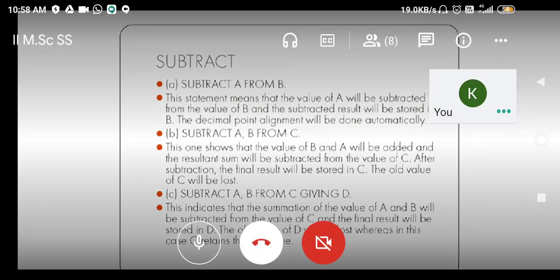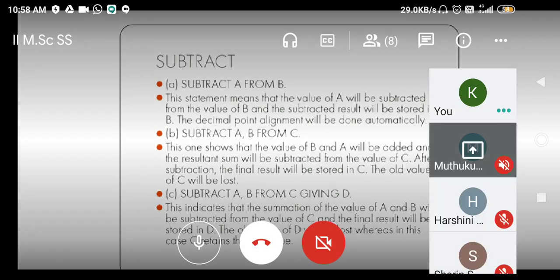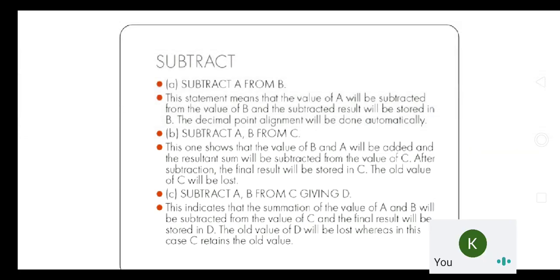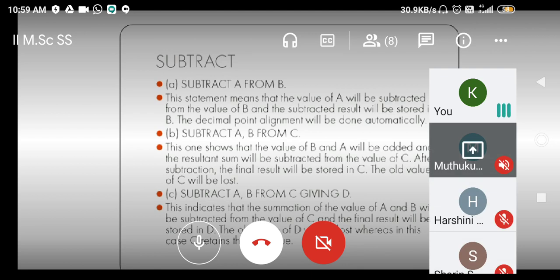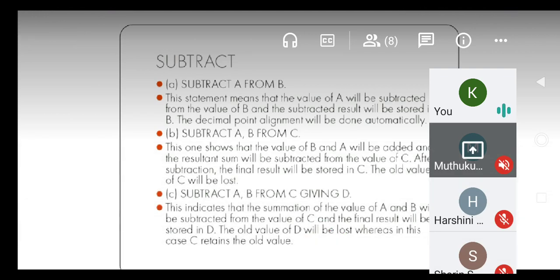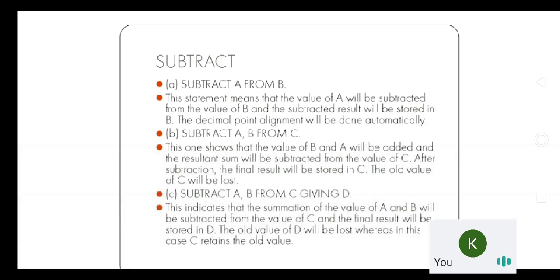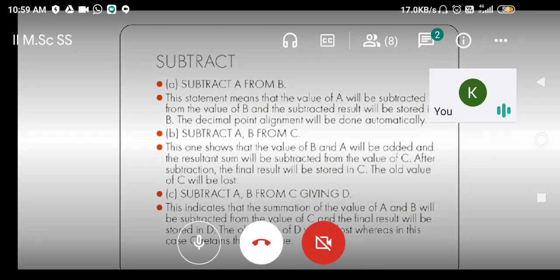So we have three values over here, A, B and C. The value of A is 2, the value of B is 3, and the value of C is 10. What is going to be the resultant value of C? The A and B value is going to be what? The resultant value is going to be 5. Surya has answered it very correctly.